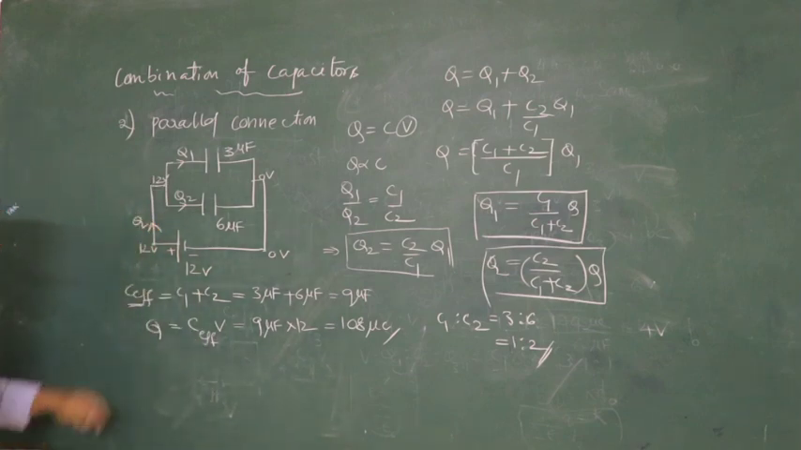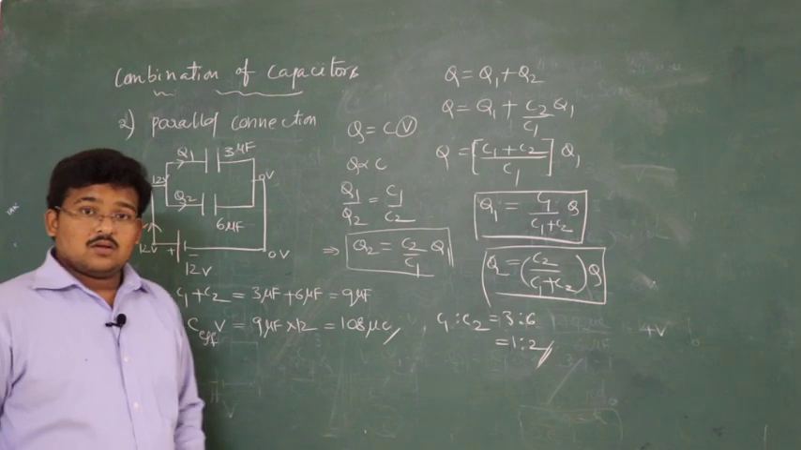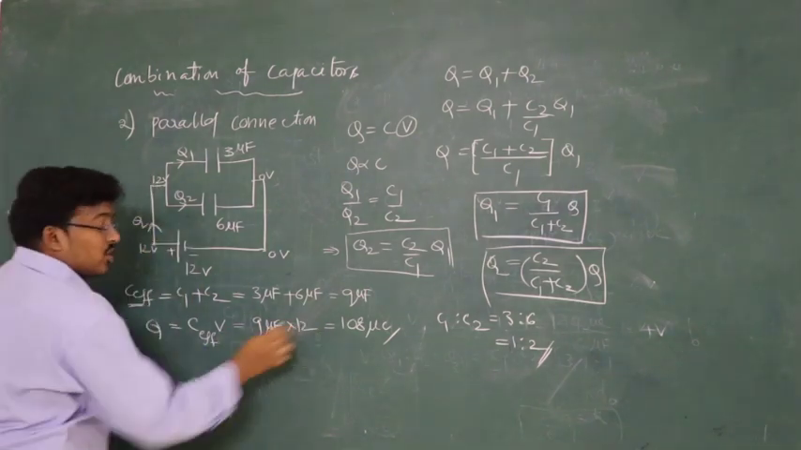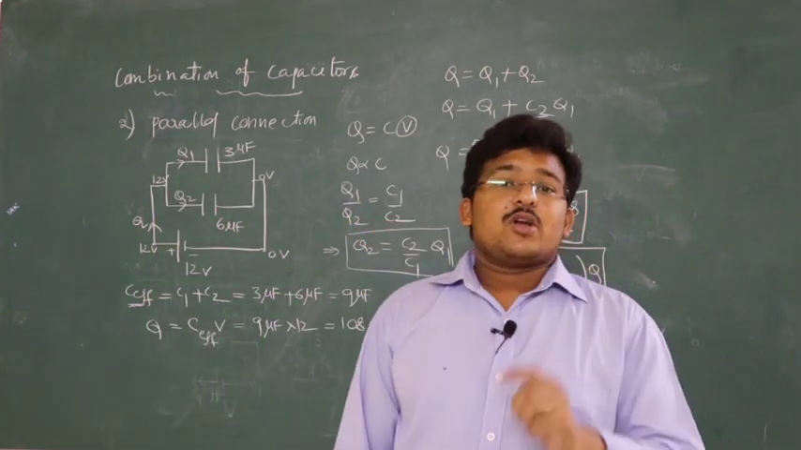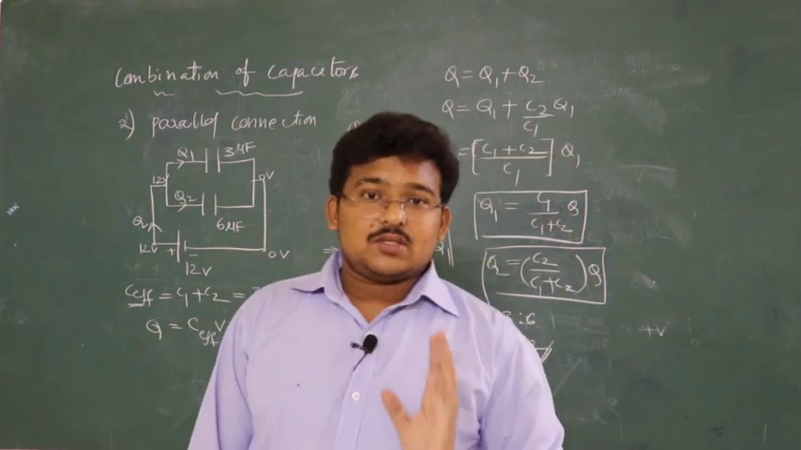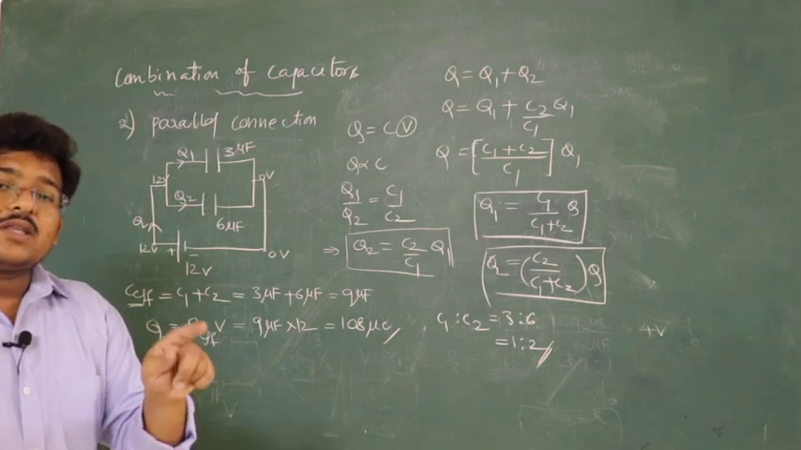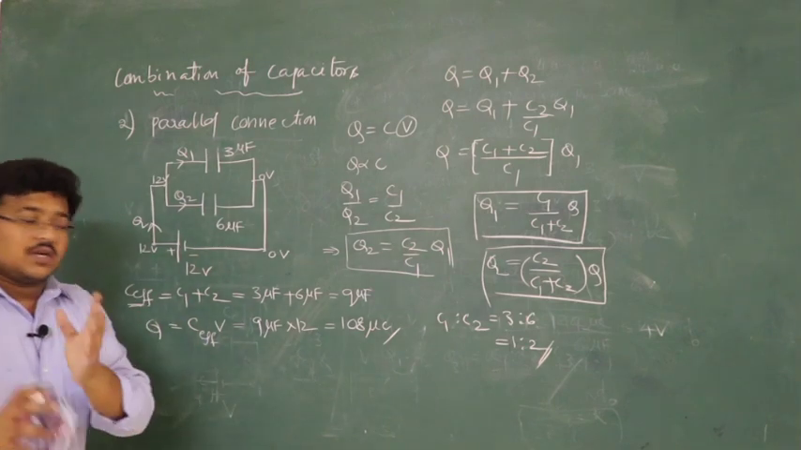What is the total coming charge from the battery? 108. That 108 you divide into 3 parts: 108 by 3, 3 parts. So 108 by 3 is 36, right? Now 36, 36, 36.